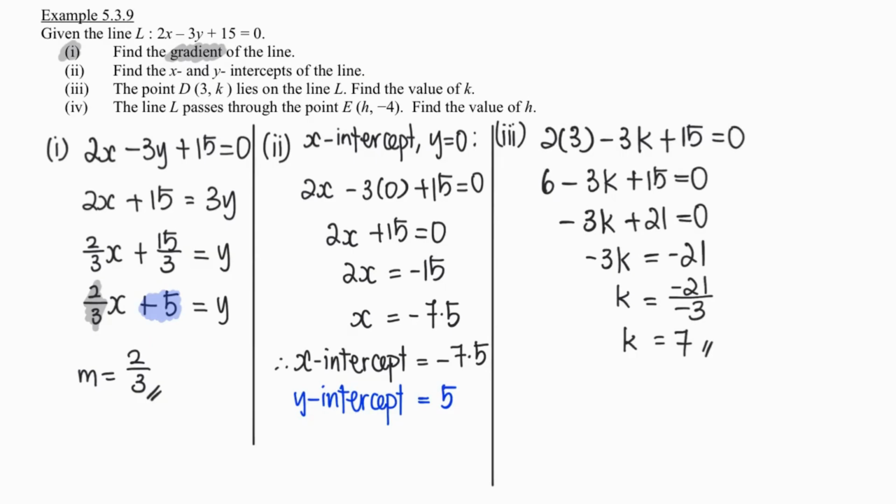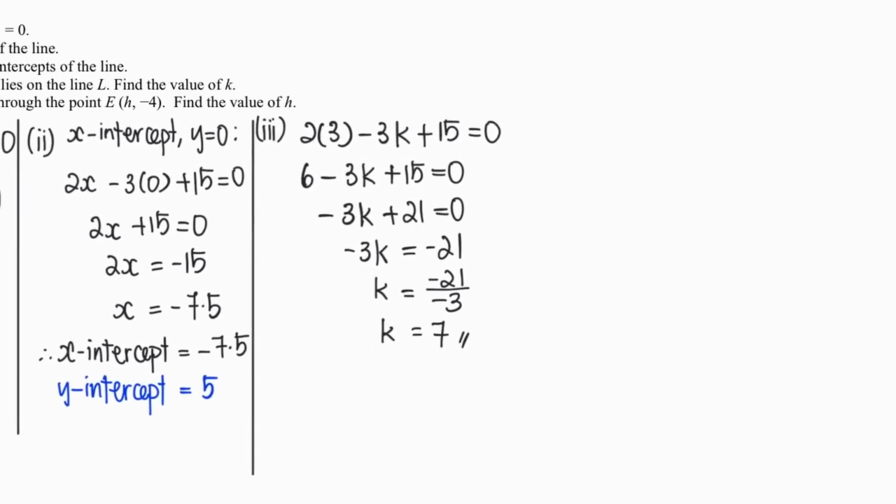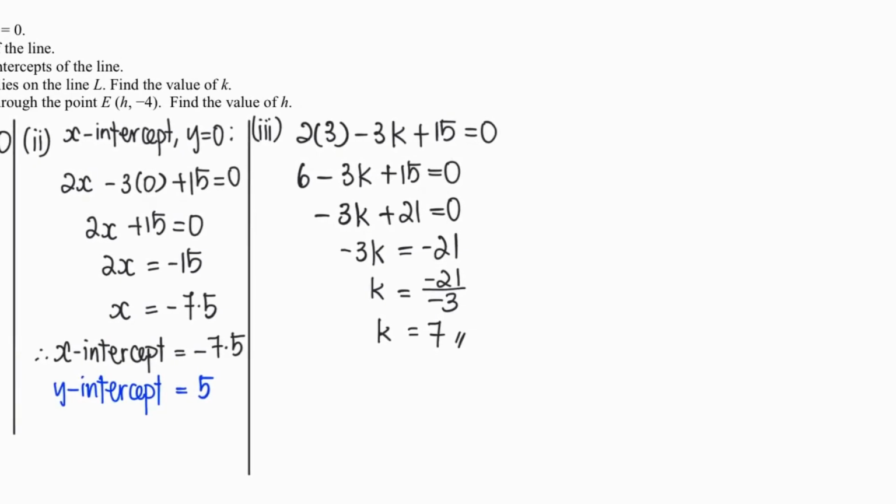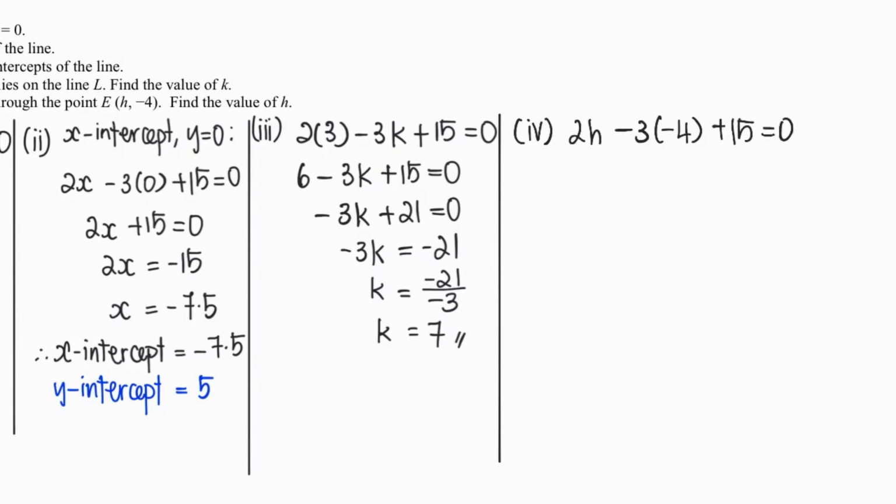And let's proceed on to the last part. The line passes through this point. Find the value of h. It's the same meaning: passes through the point and lies on the line. I'm going to substitute into the equation. So x is h, so 2h minus 3y, y is negative 4, plus 15 equal to 0, and solve for this.